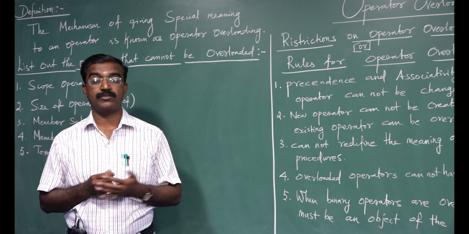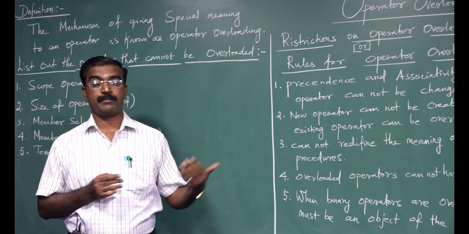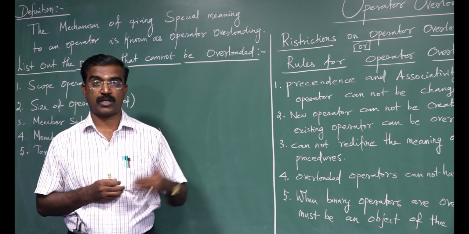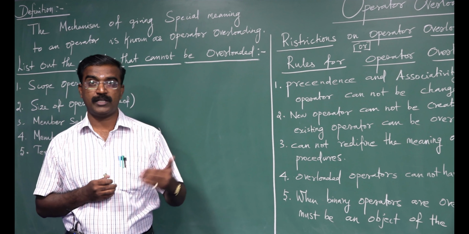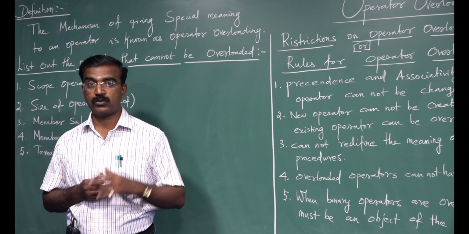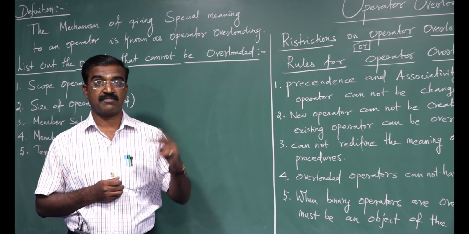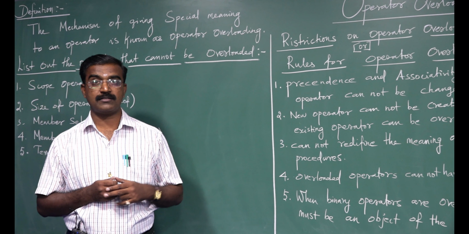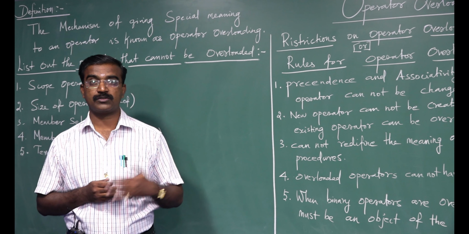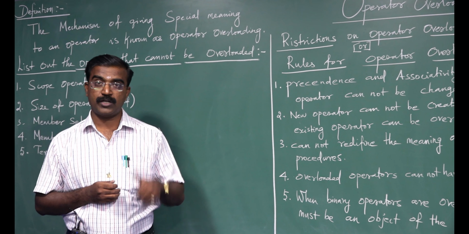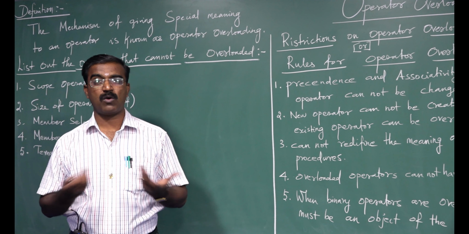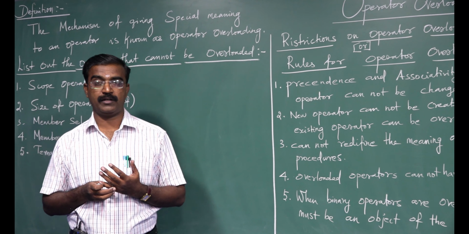In the previous class, we learned what polymorphism is, how to make a program, and what the rules are. But in today's session, polymorphism is achieved through two things: one is function overloading and the other is operator overloading. We learned about function overloading, but today we will see operator overloading. Sir, what is operator overloading?